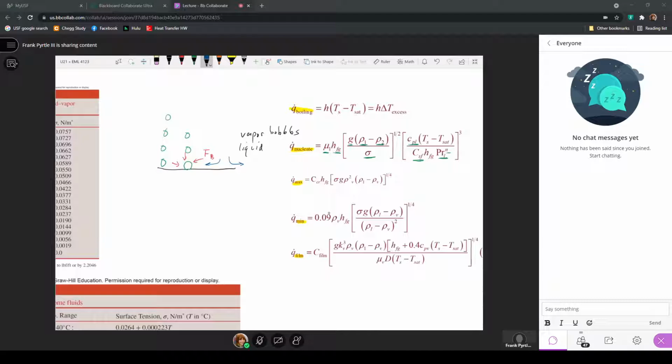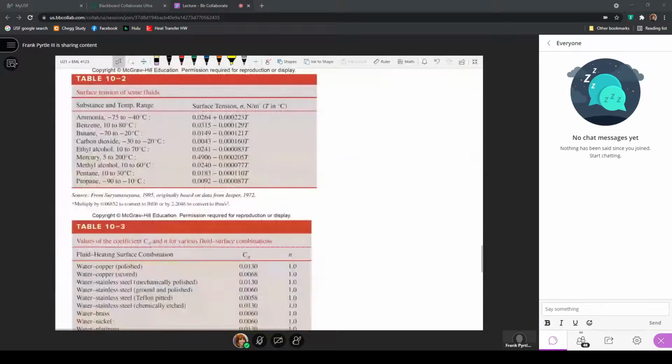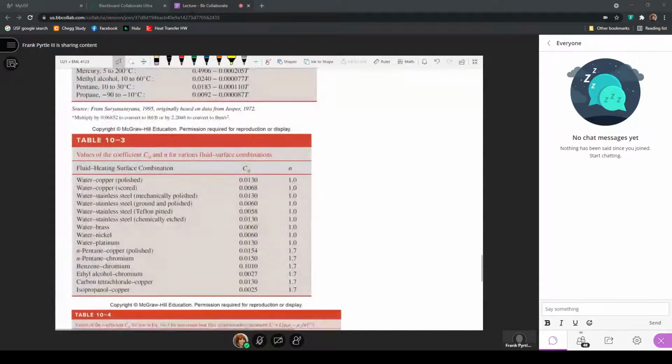Now, to find this constant C sub SF and this constant n, we have to go to some tables here. And let's see, where is it? Here we go, table 10.3.